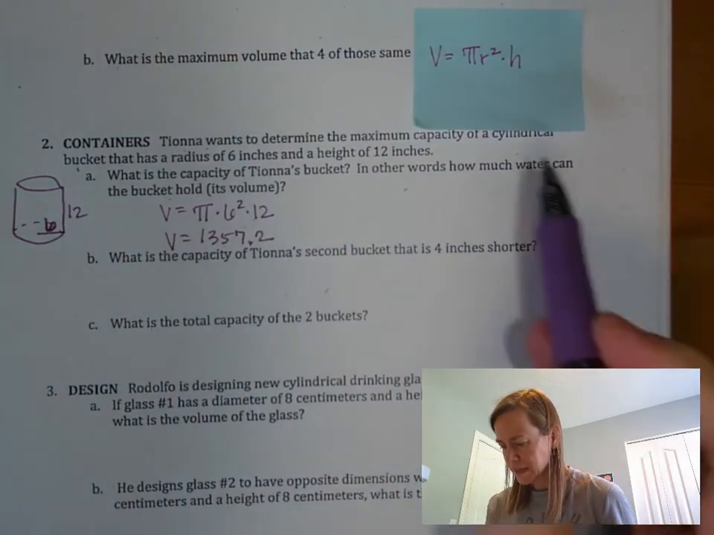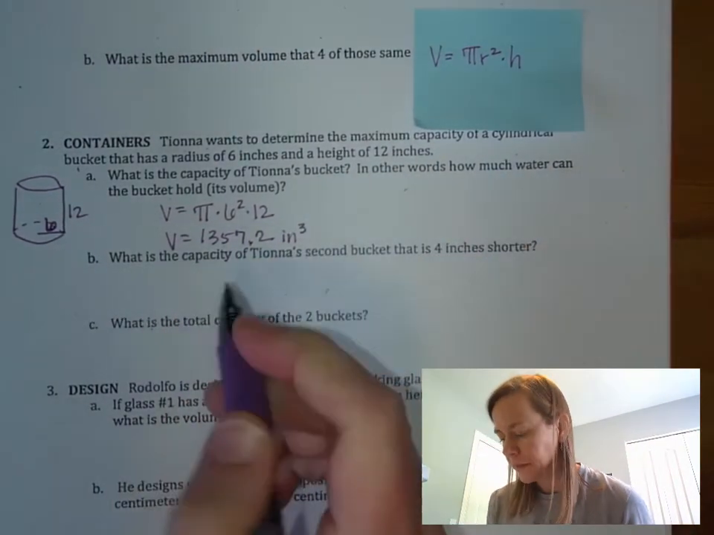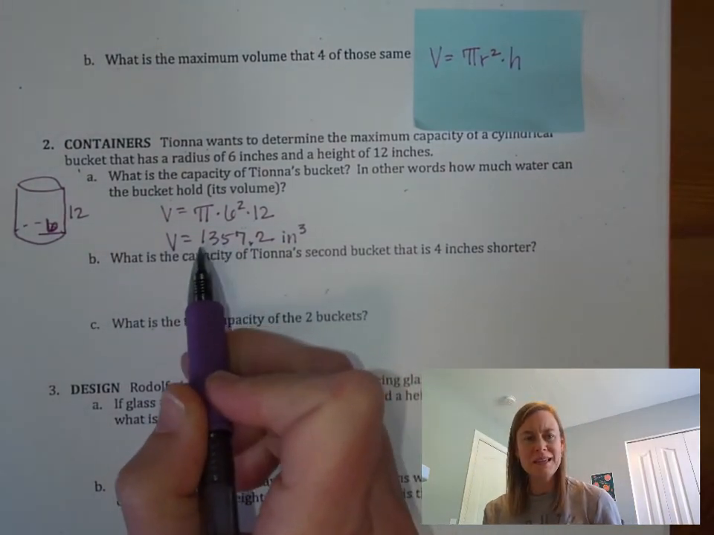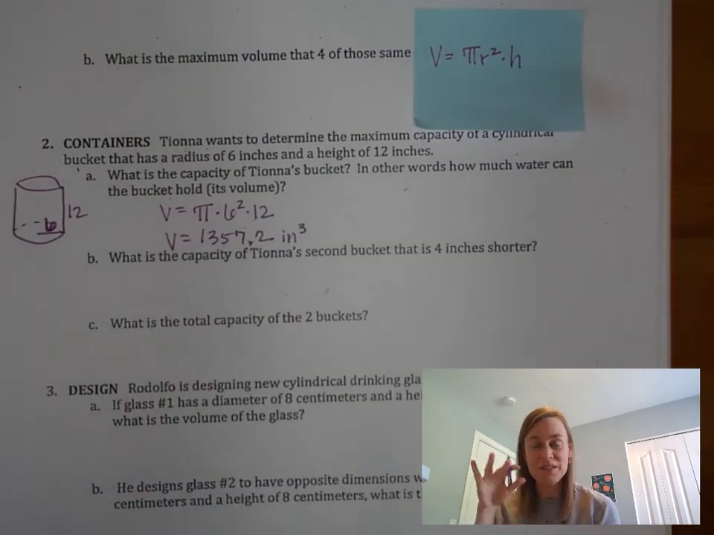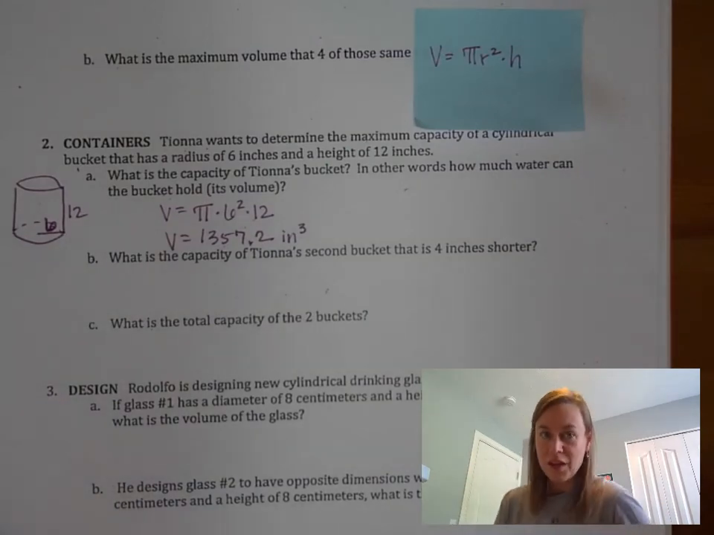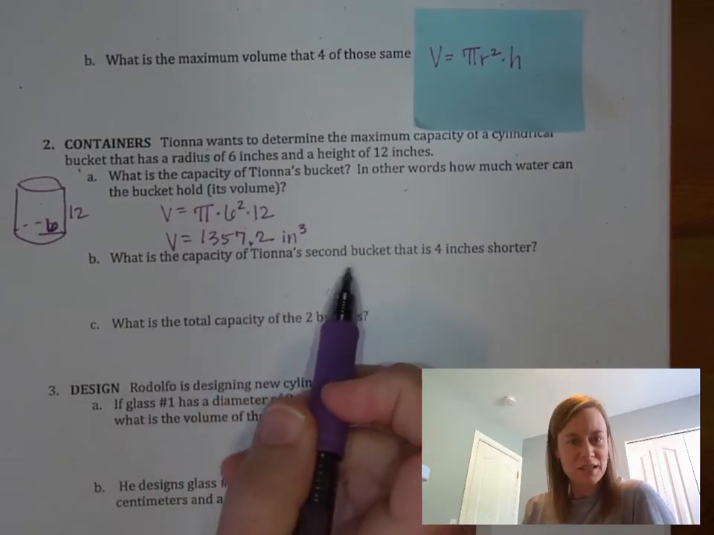And what were the units? Let's see. It looks like this is all measured in inches, so we'll do inches cubed. Okay, so that's the volume, that's the capacity of Tiona's bucket. That's how much water it'll hold if she fills it all the way up to the very top. Okay, let's look at part B. What's the capacity of Tiona's second bucket? Oh, she has a second bucket.